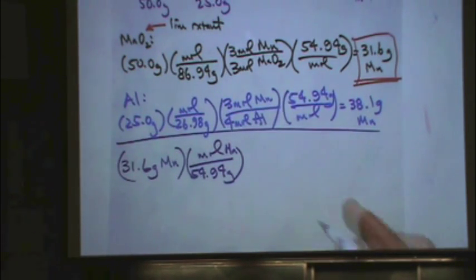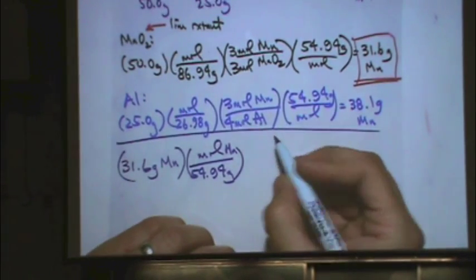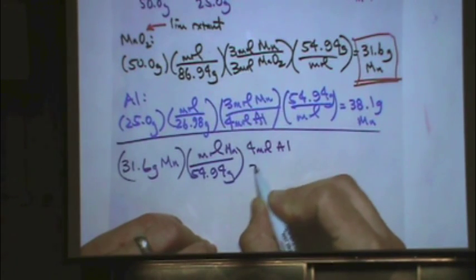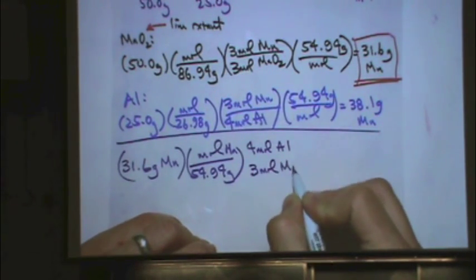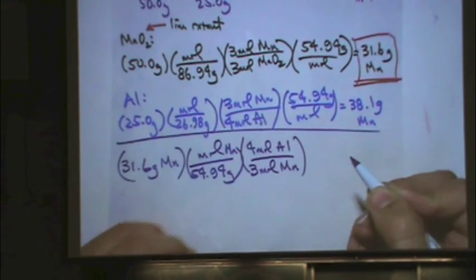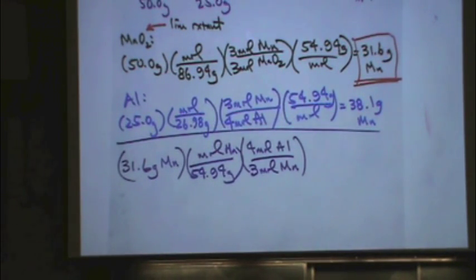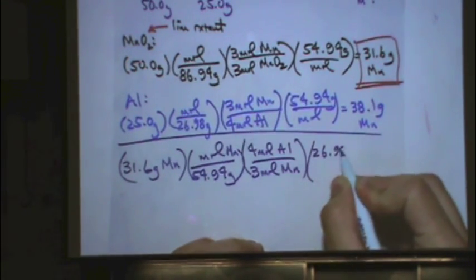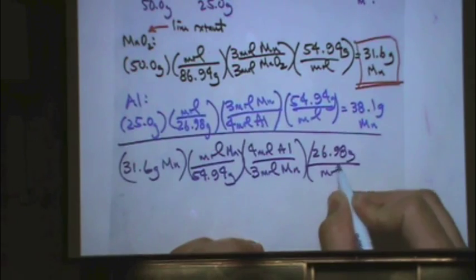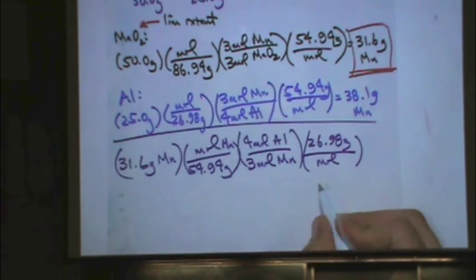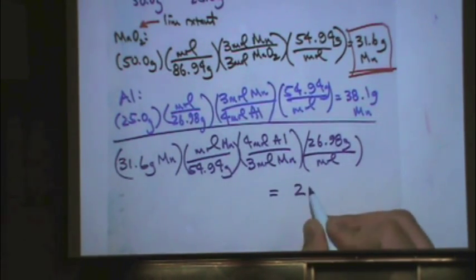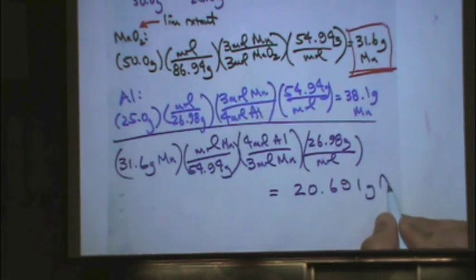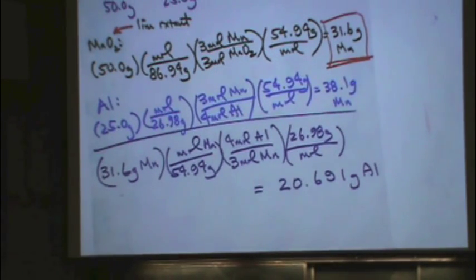Find the moles of the reactant in excess, that's aluminum. So use our molar ratio. There's 4 moles of aluminum for every 3 moles of manganese. And you'll see the moles of manganese will cancel. Now I have moles of aluminum, but to do the problem I need mass. So there's 26.98 grams per mole from the periodic table for aluminum. And this gets me, I'm going to write a couple digits down right now, 20.691 grams of aluminum.